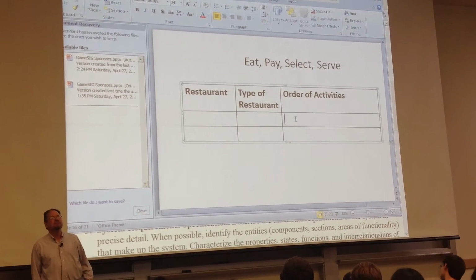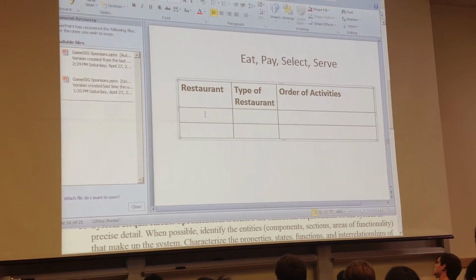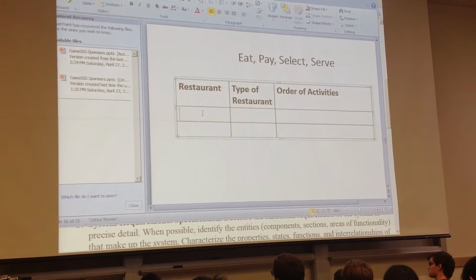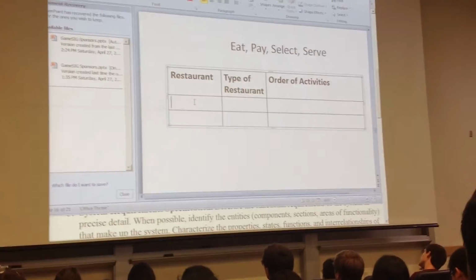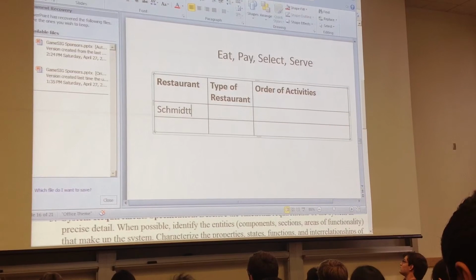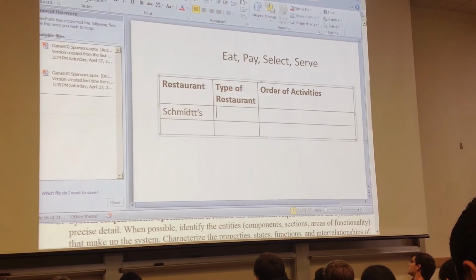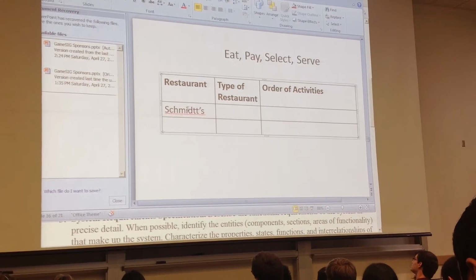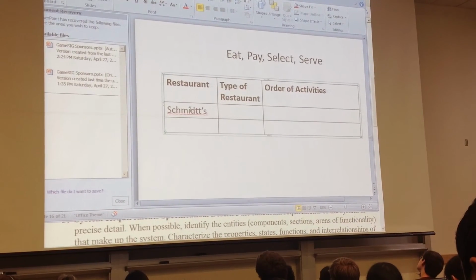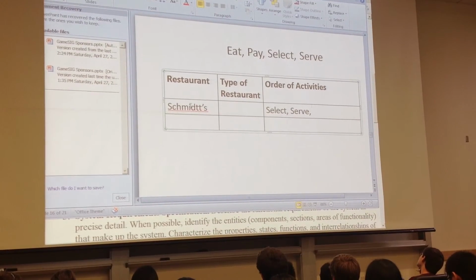Okay. You select, then get. What's the restaurant? Schmitz? It has a lot of consonants in it, right? Close enough. Okay, let's not worry about the type. What order did you do these things in? Select, serve, eat, and pay.